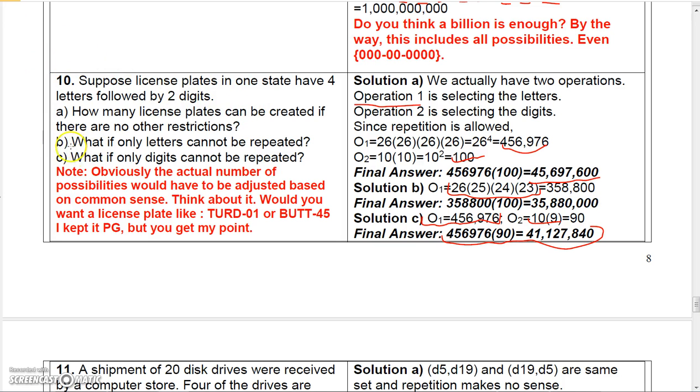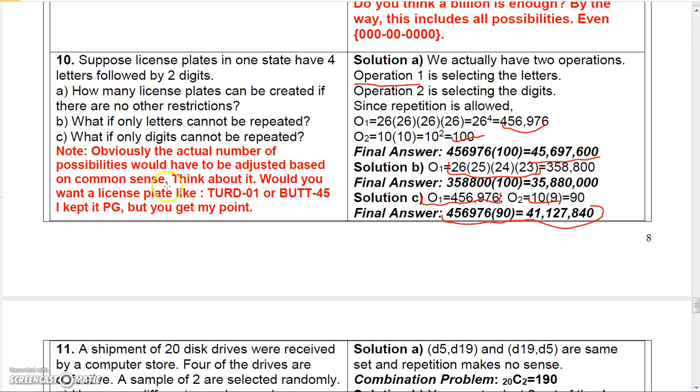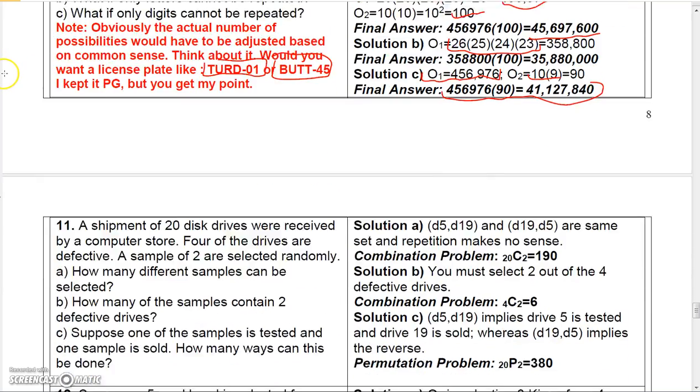Okay, now what's funny about this problem is, if you think about it, I always tell students there must be a dirty word committee in the state capitol determining what license plates we must throw out. So regardless of what format you use, there are obviously license plates you wouldn't want to use, like maybe turd 1 or butt 45. I kept it PG, but hopefully you get my point here.